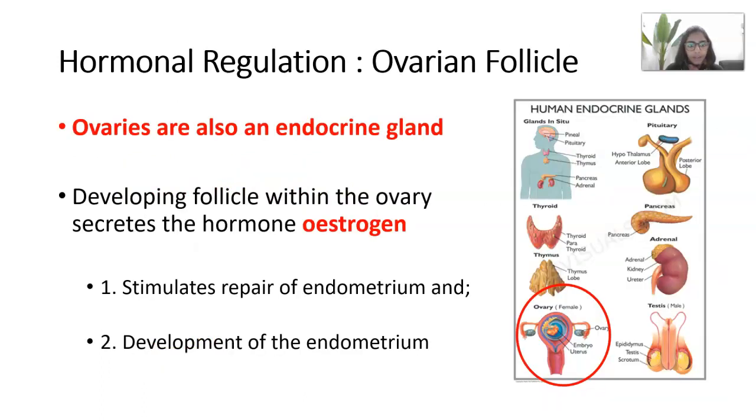Now, the ovarian follicle itself, as we've mentioned in the previous lesson, is an endocrine gland, and as it develops, it secretes the hormone estrogen. So the developing follicle that is developed in the follicular phase secretes estrogen, and the role of estrogen is to stimulate repair of the endometrial lining and to develop it further.